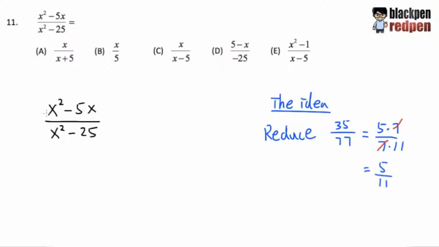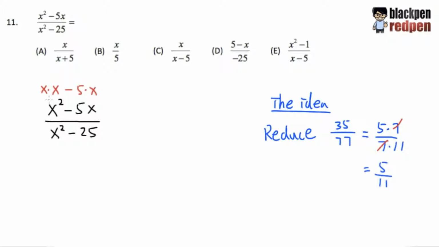Same idea. We are going to factor out the top, and then we are going to factor out the bottom. And then we look for anything in common, and then we cancel them out. Let's go ahead and do that. On the top, we have x squared minus 5x. For x squared, it means that we have x times x. And then the 5x means that we have 5 times x. In between is the subtraction. This is exactly what's going on.